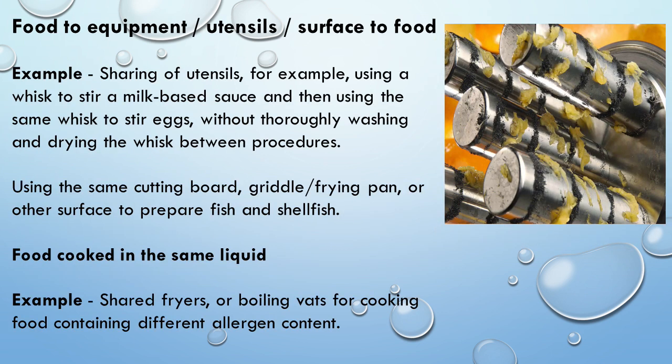Now, food to equipment, utensils, surface to food cross-contamination. Example, sharing of utensils, for example, using a whisk to stir a milk-based sauce and then using the same whisk to stir eggs without thoroughly washing and drying the whisk between procedures. Using the same cutting board, pan, frying pan or other surfaces to prepare fish and shellfish. Food cooked in the same liquid, for example, shared fryers or boiling vat for cooking food containing different allergen content.